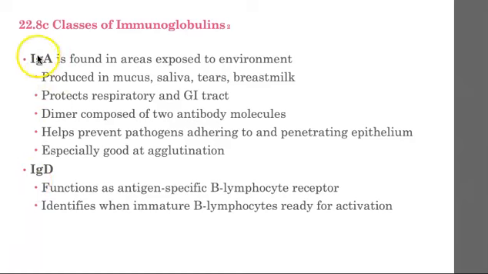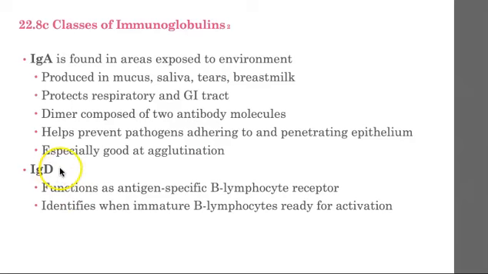Then we have IgA. This is found in areas exposed to our environment. We usually call this our secretory antibody because we find it within a lot of the secretions, like in our mucus, saliva, tears, and breast milk, and it really helps to protect our respiratory and GI tract since it is found in mucus. It is going to be either a monomer or it could be found as a dimer that is composed of 2 antibody molecules coming together. It helps prevent the pathogen from adhering to and penetrating epithelium, and it's really good at agglutination.